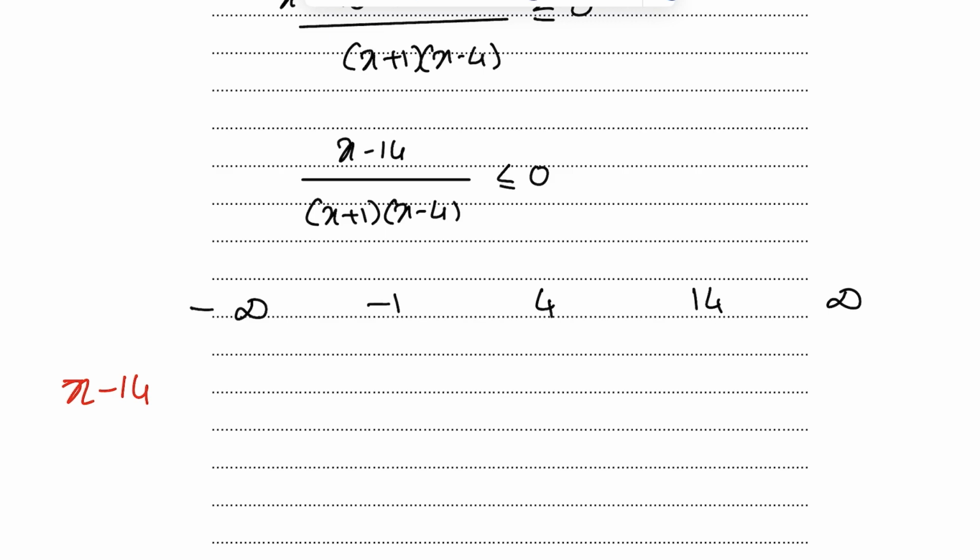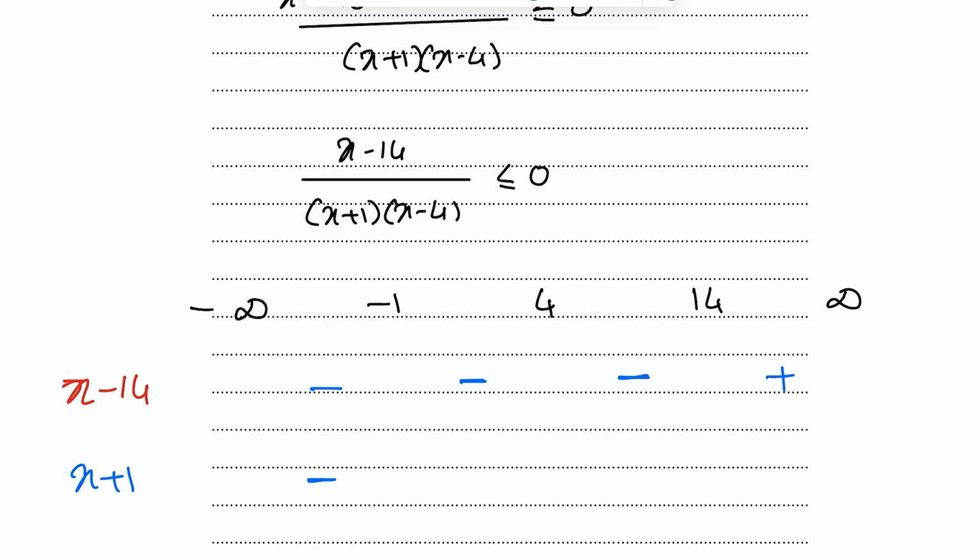x − 14 will be negative, then between these intervals it is still negative, and 4 minus 14 is also negative, and from 14 to infinity it is positive. For x + 1, any number between negative infinity and negative 1 will be negative.